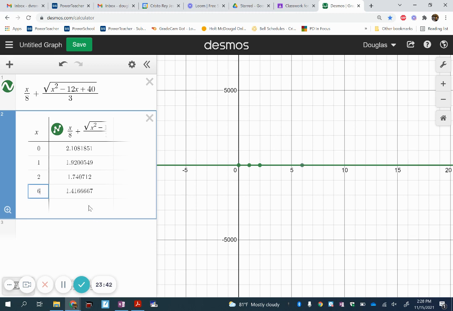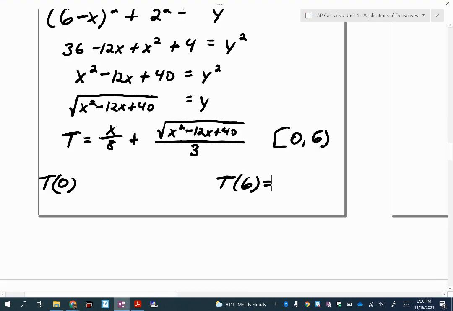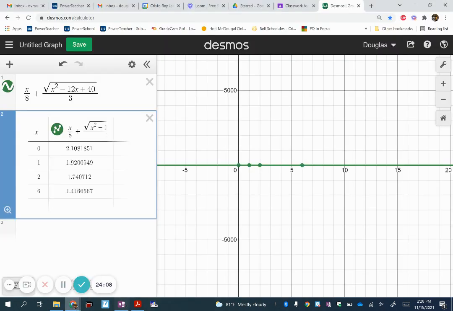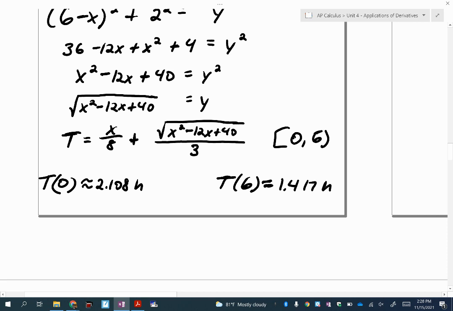Okay, so when x is 0, that means the visitor is not running at all. They're swimming the whole way. The time it takes is 2.108 hours. And then when x is 6, they run the full length of 6, and so they're just swimming the 2 miles up. That's going to be 1.417 hours, approximately.